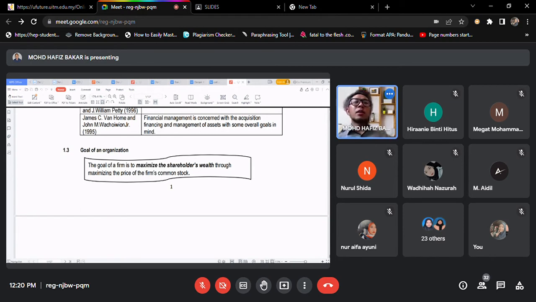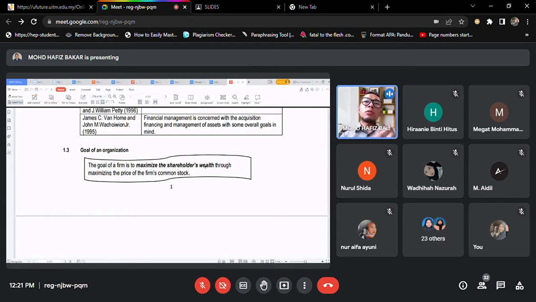Okay, why is the goal of a firm to maximize the shareholder wealth? Because they want to make sure that the shareholders are loyal to their company. How do they ensure that their shareholders are loyal to their company? By declaring a high dividend. This is what wealth is all about, declaring the high dividend to their shareholders.